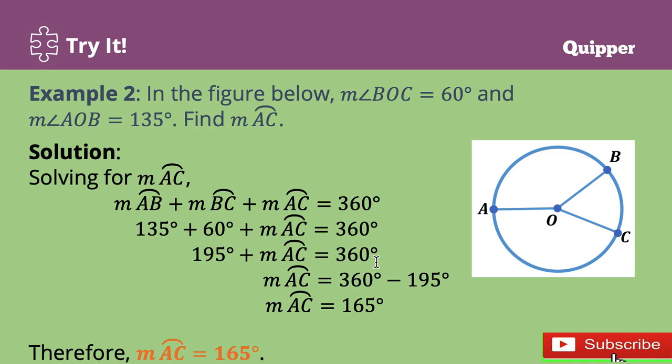Now combining like terms, 195 degrees is a constant term. We will transpose it to the other side and it becomes negative 195. So 360 degrees minus 195 is equal to 165 degrees. And that's the measure of arc AC.